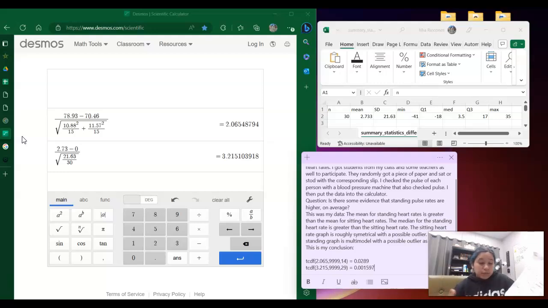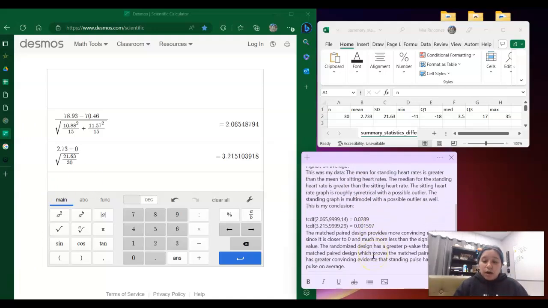So what would this mean? This would mean that we reject the null hypothesis and we have convincing evidence that the standing pulse rate is higher on average. So again, that is the same for the other problem as well. When your p-value is less than your significance value, you reject the null hypothesis and you have convincing evidence for your problem, for whatever you're looking for.